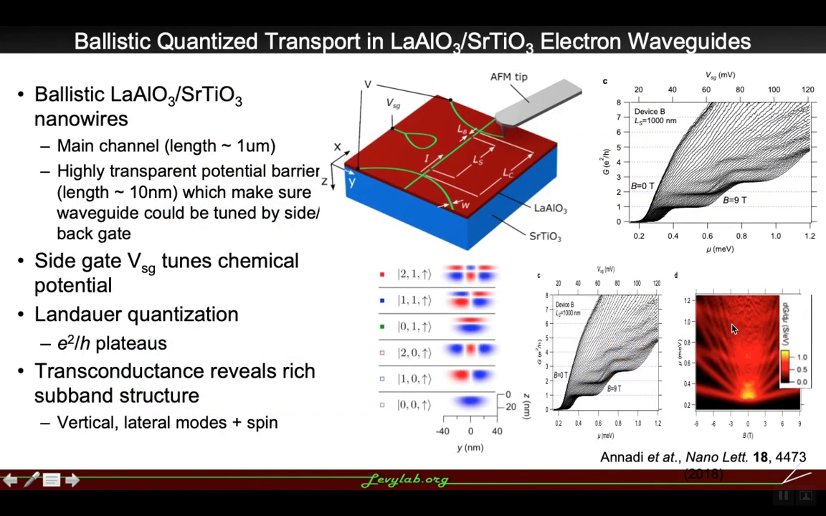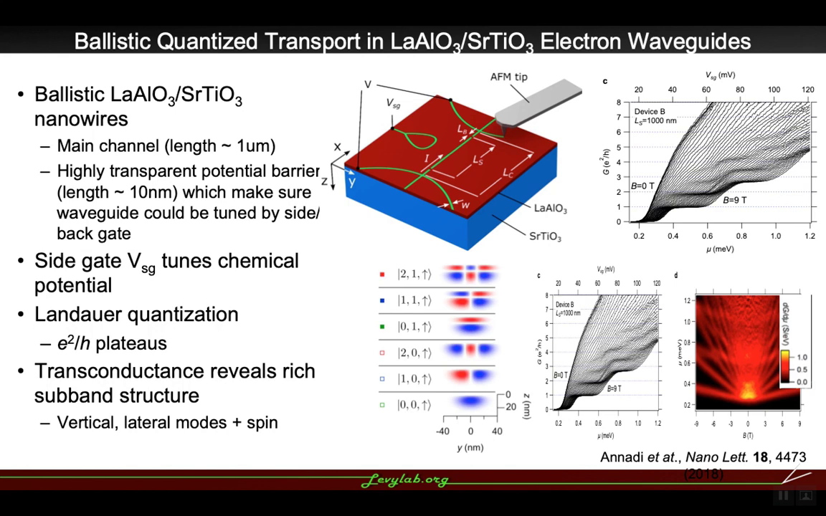In this part, we want to research the transport properties of electron waveguides. So we write some nanowires. The most important part is the main channel and the two barriers. And then we write a side gate. It can tune the chemical potential by applying different voltages to it. And then we can do some research.